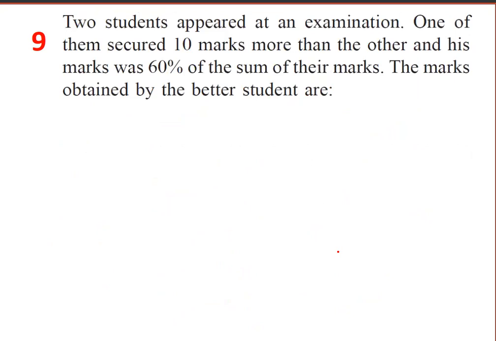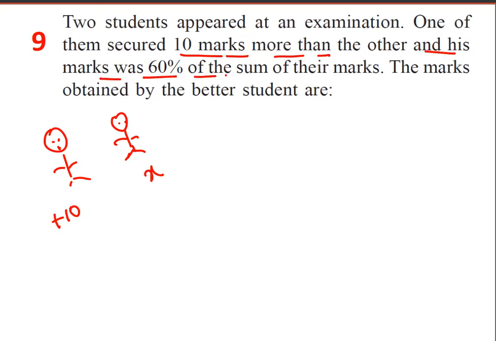What does it say? So there are two students. They appeared in the exam. One of them secured 10 marks more than the other. Okay, so this student has 10 marks more than the other student. And his marks were 60% of the sum of their marks. Okay, so his marks were 60% of the sum of their marks.